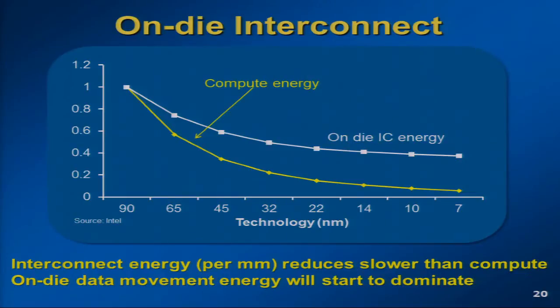Let's look at on-die first. On-die, what this shows is technology generations, and this is relative. If you look at the compute energy, because of the dimension scaling, it's scaling really well. But if I look at the on-die interconnect energy per millimeter, going from one corner to the other corner of this constant chip, it doesn't scale well. 6x versus 60%. So the interconnect energy will start to dominate.